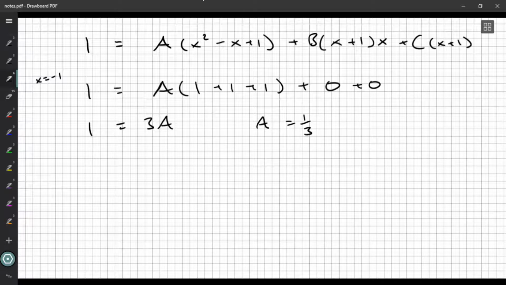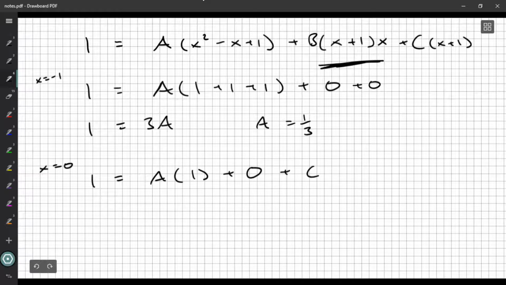Now that we know a is 1/3, we could try something like x equals 0 to again keep the b away. And we'll have a times 1 plus nothing from the b, and then c times 0 plus 1, so that's just going to be c times 1. So 1/3 plus c is equal to 1, so c is going to be 2/3.